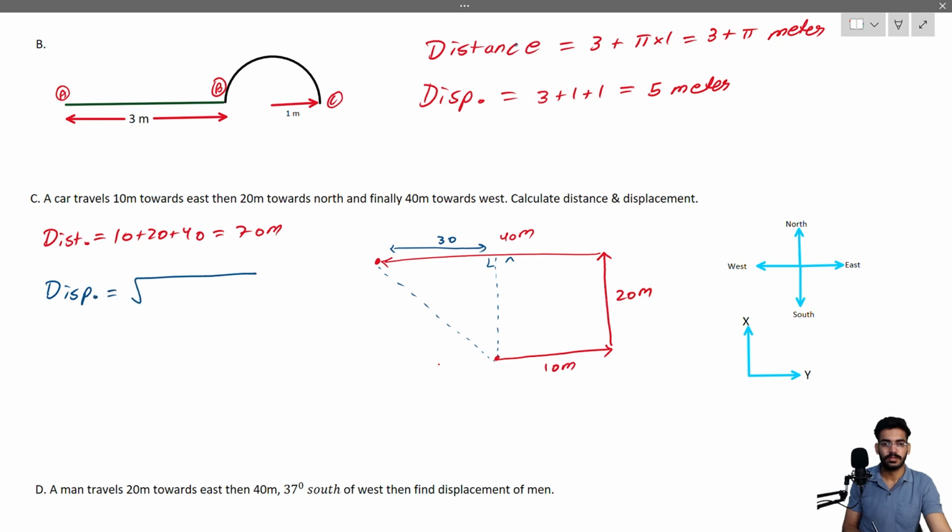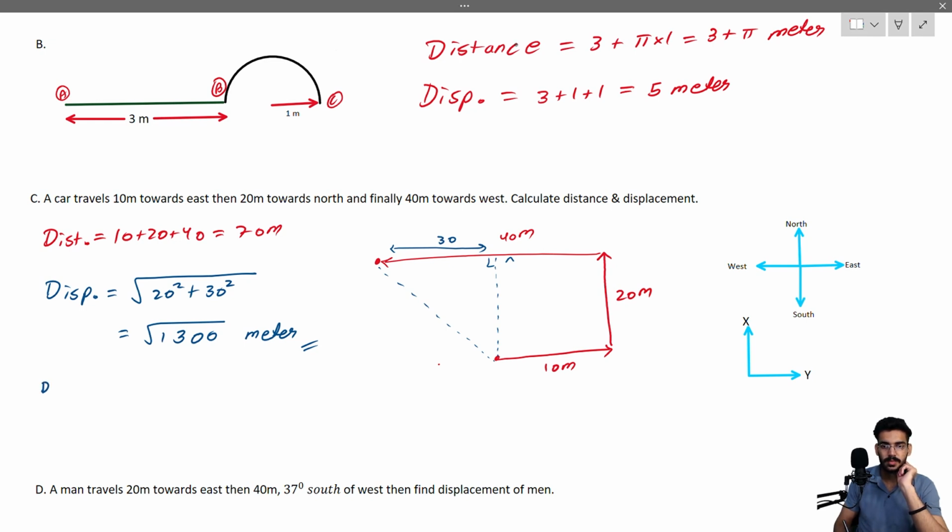So your displacement will be under root of 20 square plus 30 square. This will be your displacement, that will be under root of 1300 meter. This is how you calculate, or you can solve in vector form also. This is 10 i cap, right? So let's solve in vector form. Displacement is a vector quantity, right?